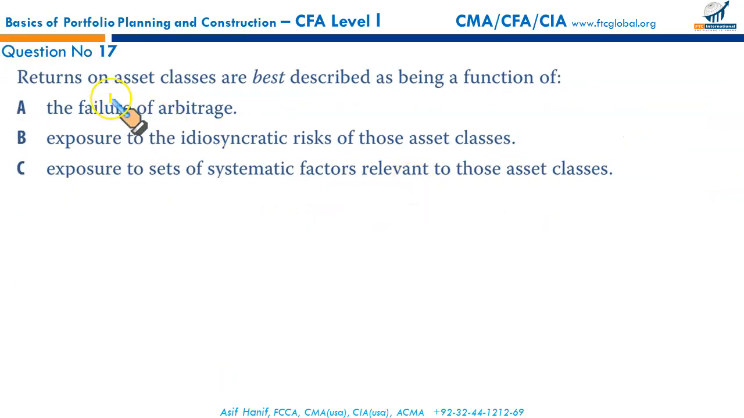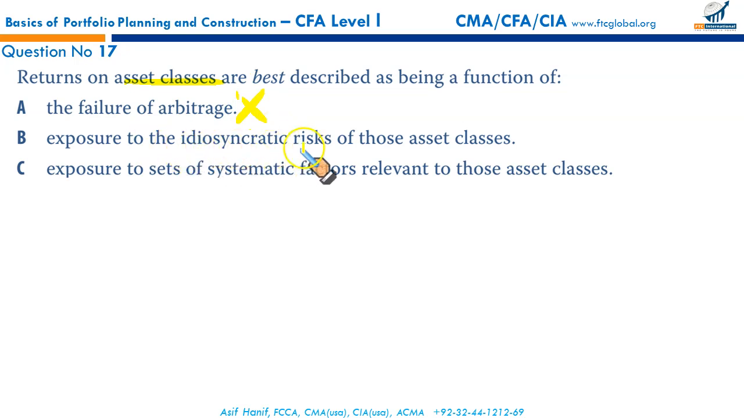Next, return on asset classes are best described as being a function of failure of arbitrage, exposure to the idiosyncratic risks of these asset classes, or exposure to the sets of systematic factors relevant to those asset classes. Let us discuss these options one by one and then get our correct option. Regarding A, the failure of arbitrage. Now this is not correct. The return on asset classes is not a function of arbitrage or failure of arbitrage, correct?